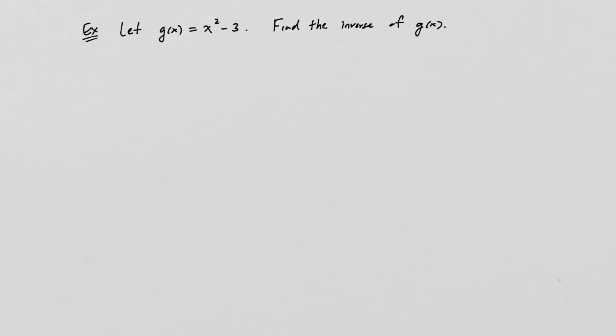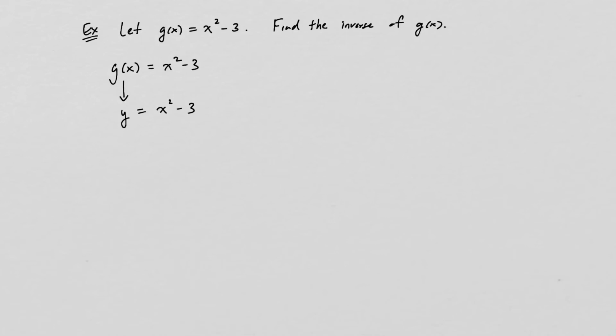So in this example, we have a function g of x, which is equal to x squared minus 3, and I want to find the inverse of this g of x. Okay? So the steps are really simple. We start with our original equation, g of x equals x squared minus 3. We're going to rename g of x as y, and the reason we do this is because y is just a simpler notation.